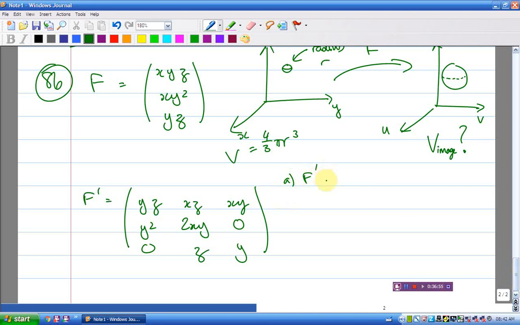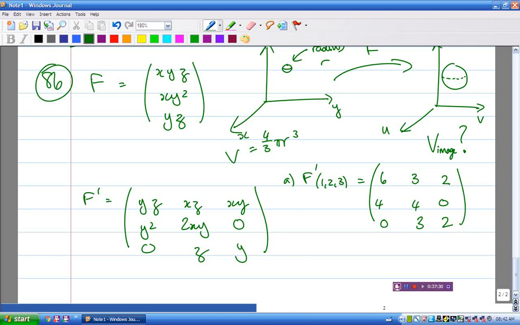So for A, my F dash is going to be evaluated at 1, 2, 3, and I'll get the matrix. Let's plug in one. I'm going to have to go onto a new page. Yeah, this is getting a bit squashed, isn't it? 1, 2, 3, what will it be? It'll be 6, 3, 2, then 4, 4, 0, and 0, 3, 2. And I'm going to have to work out that thing's determinant.